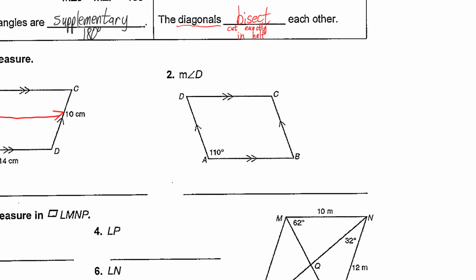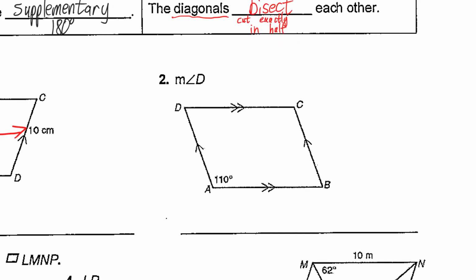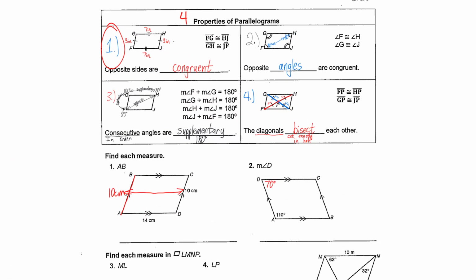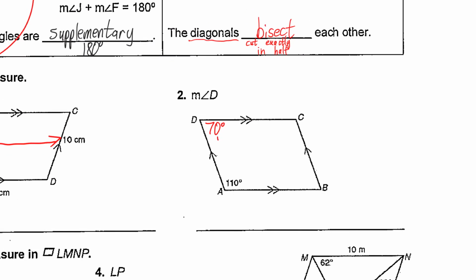Number 2, how big is angle D? 70. Okay, good. Which one of these 4 properties lets you know that? This one. Consecutive angles are supplementary. So these two right here add up to 180 degrees, right? They're supplementary. Those are consecutive angles.